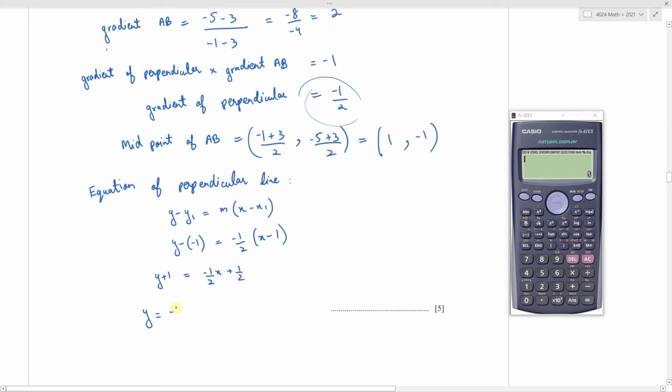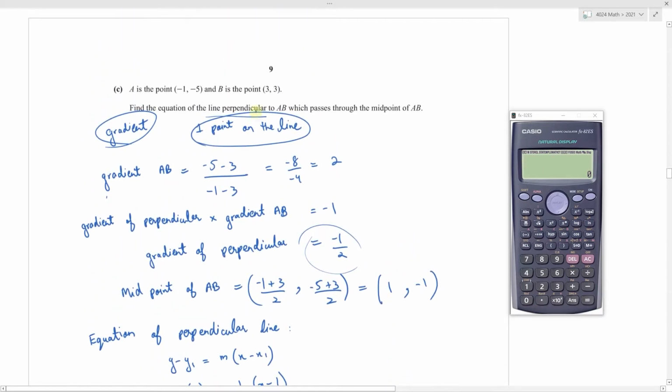So y equals minus 1 by 2 x plus 1 by 2. If I take this 1 to the other side, 1 by 2 minus 1 will be minus 1 by 2. So minus 1 by 2 x and minus 1 by 2. So your equation of the perpendicular line to AB is y equals minus 1 over 2 x minus 1 over 2. So this is the equation of the line that is perpendicular to line AB passing through the midpoint of AB.